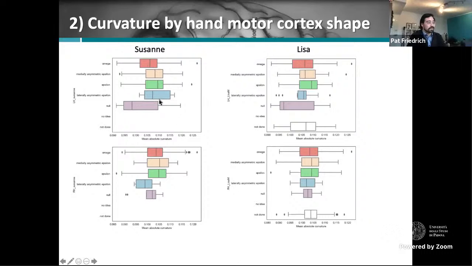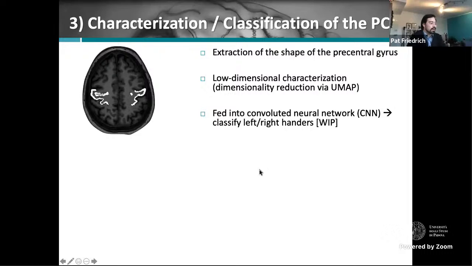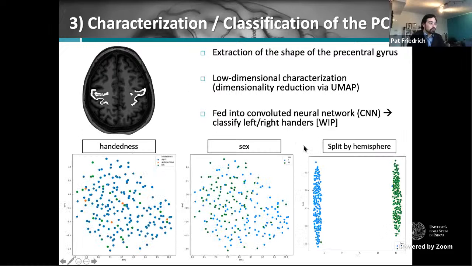This was already quite interesting because if you compare left and right, it appears that there is some similarity in this variance. Last but not least, we characterized the PCG and tried to do a classification here. For that, we used basically just the shape. We binarized these images and showed a low dimensional characterization, which I won't go too much into detail on. But you can see here that we're quite well able to split the left from the right hemisphere.